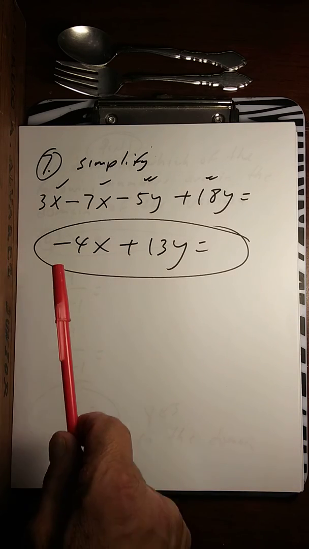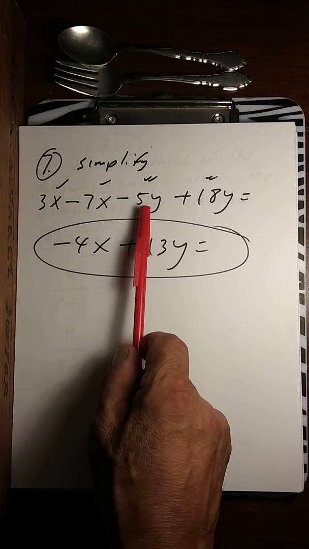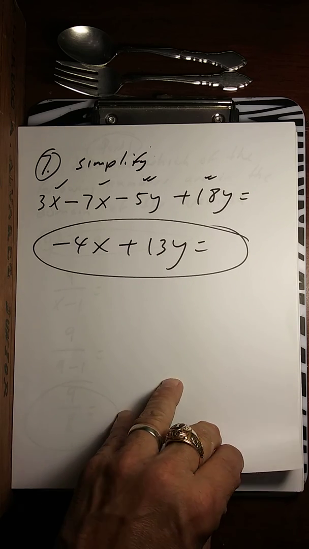Simplify. Just going to add x and x. So this and this is going to be negative 4x. And this one and this is going to be 13y. Negative 4x plus 13y.